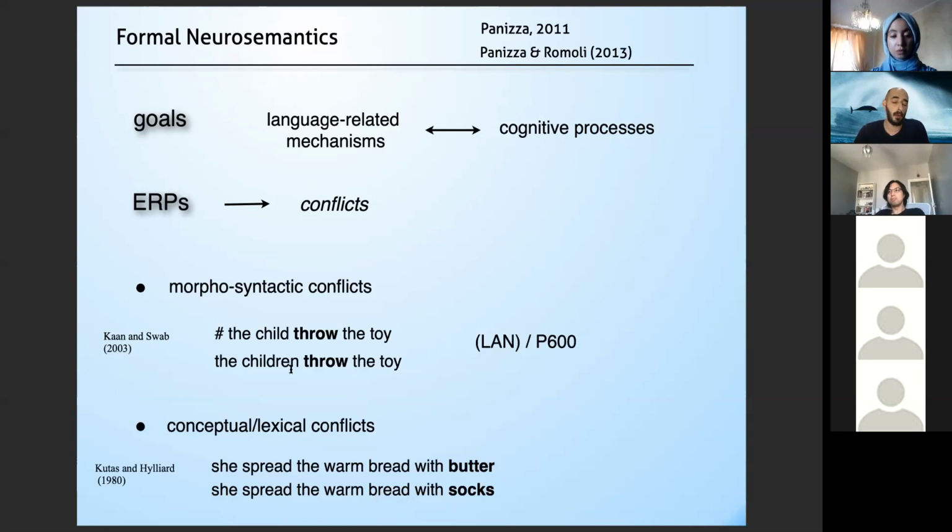But if you have what we might call a conceptual or a lexical conflict, like she spread the warm bread with butter compared to she spread the warm bread with socks, right? The other way around, sorry. She spread the warm bread with socks compared to she spread the warm bread with butter. You're not going to get probably a P600, but you are going to get a psychophysiological effect that indexes semantic anomaly. Do you remember what is the name of this wave? Can anyone tell me?